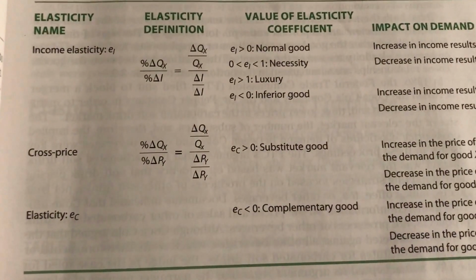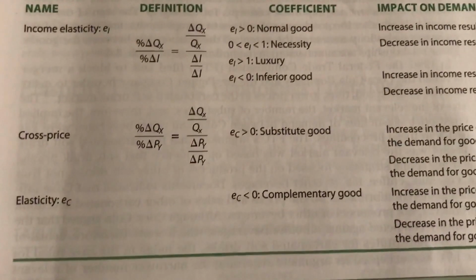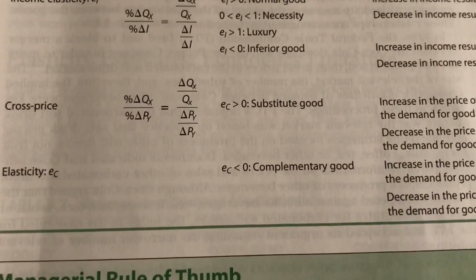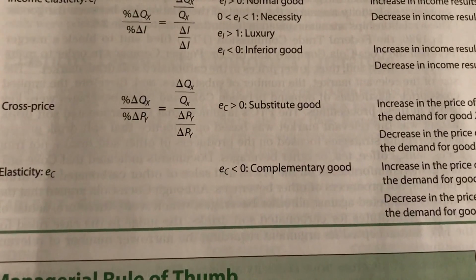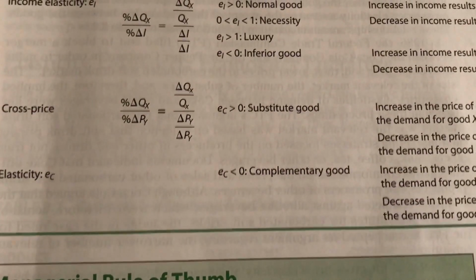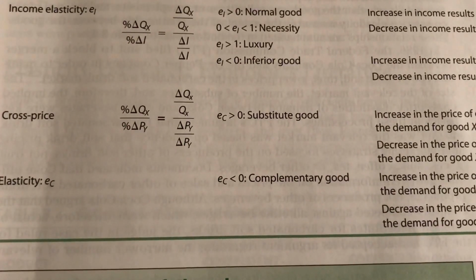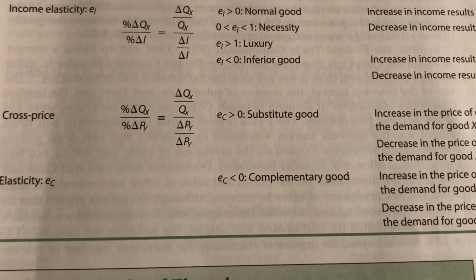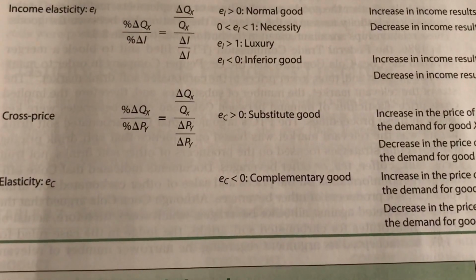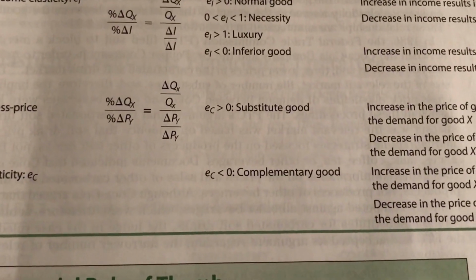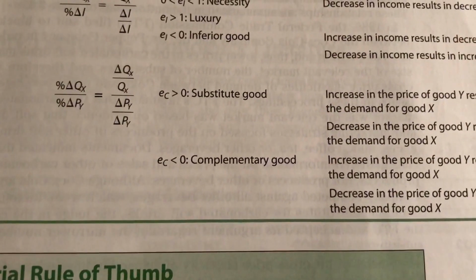whether goods are substitute goods or complementary goods. So let's go back to that again. If the price of Coke goes up, the demand for Pepsi goes up. If the price of Coke goes down, the demand for Pepsi goes down. They move in the same direction, so therefore it's greater than 0.